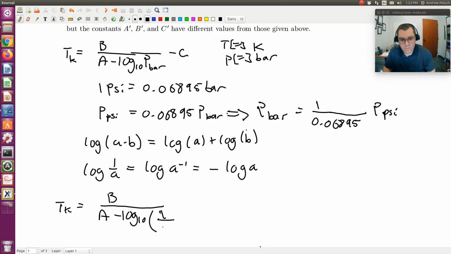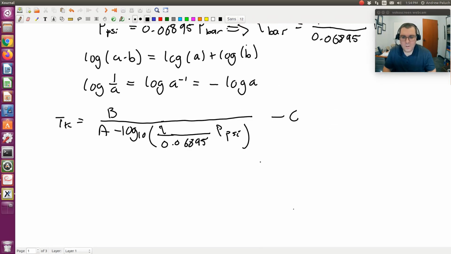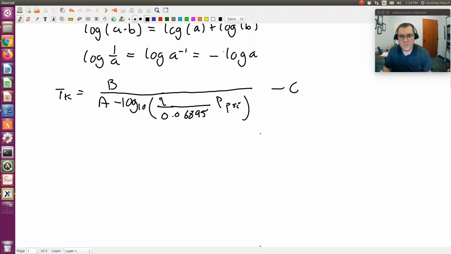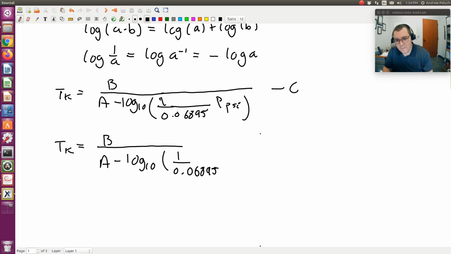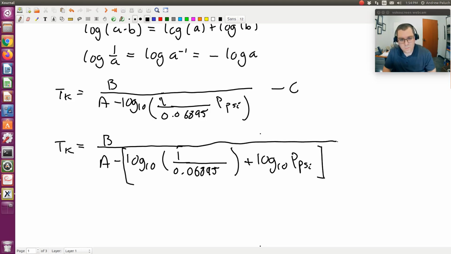P in bars is 1 over 0.06895 times P in PSI, minus C. Then I can take the product of these two quantities and write it as a sum. I have TK is equal to B divided by A minus log base 10 of 1 over 0.06895. Let me put parentheses in here so I make sure I get the sign right: log base 10 of 1 over that, plus log base 10 of P in PSI, all that minus C.